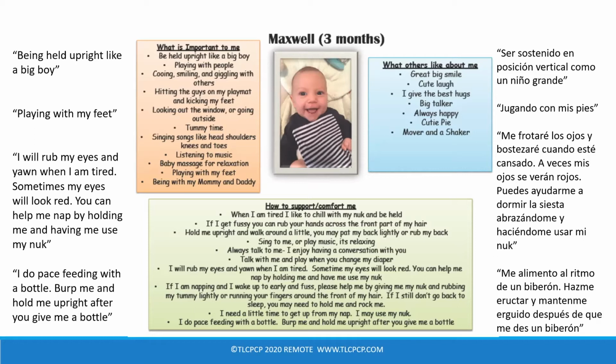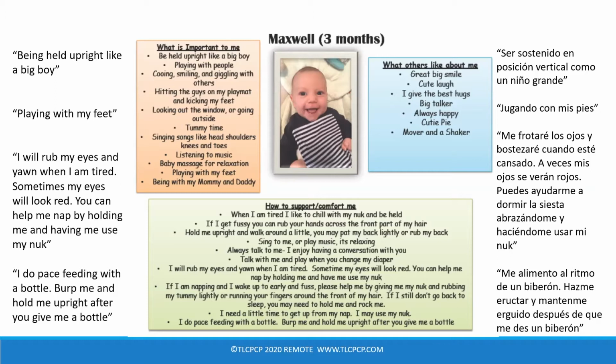Things that are important to Maxwell: he likes to be held upright like a big boy. He likes to play with his feet, so he likes to lay on his back and grab those feet. When he gets tired, he rubs his eyes and he yawns. That means that he's tired, and sometimes his eyes will look red when he's tired. You can help him with his nap by holding him and helping him to use his nook, his pacifier. He does pace feeding with a bottle, so it says burp me and hold me upright after you give me my bottle. That helps. So there's Maxwell at 3 months.